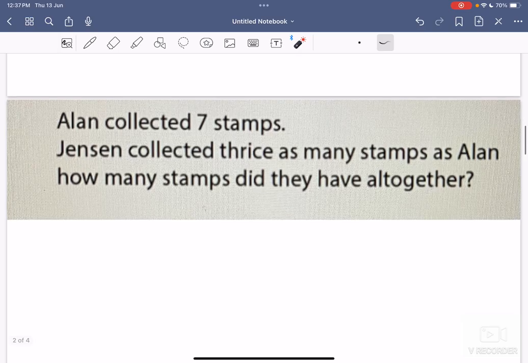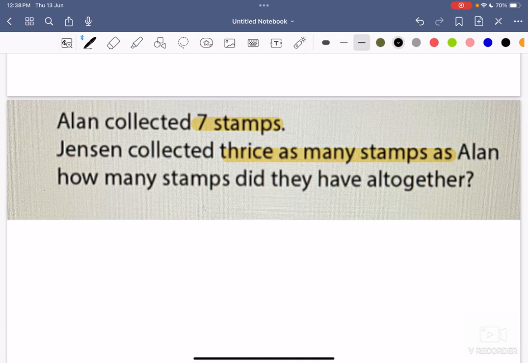Alan collected 7 stamps. Jensen collected thrice as many stamps as Alan. How many stamps did they have all together? First we will need to underline important keywords that will help us solve the problem. In this case, Alan has collected 7 stamps. Jensen collected thrice as many stamps as Alan.